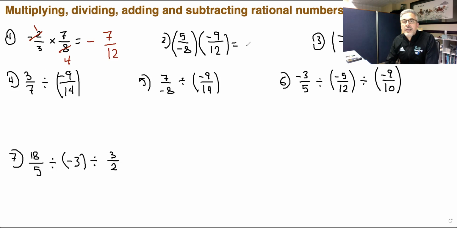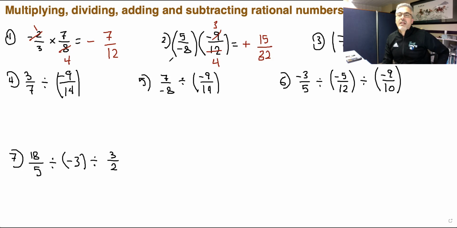Here, the answer is going to be positive because we have an even number of negatives. And then you reduce. You can reduce diagonally, and if you can't, you can also reduce within one fraction, like here, 3 goes into 9 3 times, 3 goes into 12 4 times, and you cannot reduce anymore. So now just multiply tops together, you get 15 and 32 on the bottom. Again, you ignore the negatives. Once you determine whether your answer is negative or positive, those negatives become irrelevant.